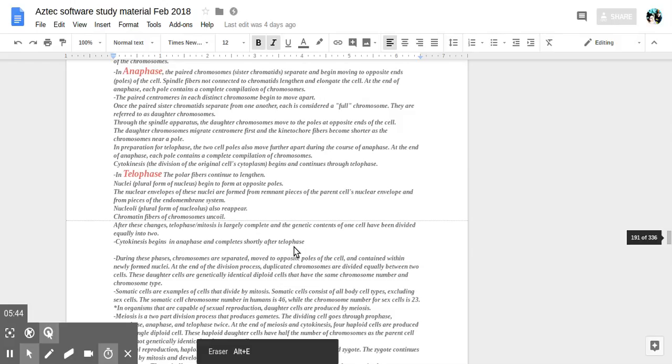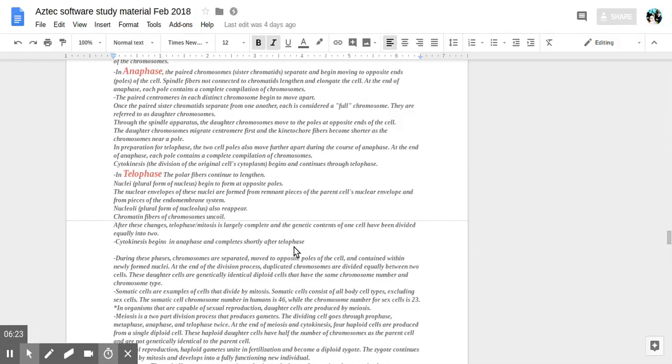The daughter chromosomes migrate centromere first, and the kinetochore fibers become shorter as the chromosomes are nearing the pole. In preparation for telophase, the two cell poles also move further apart during the course of anaphase. At the end of anaphase, each pole contains a complete compilation of chromosomes. Cytokinesis, the division of the original cell cytoplasm, begins and continues through telophase. In telophase, the polar fibers continue to lengthen.